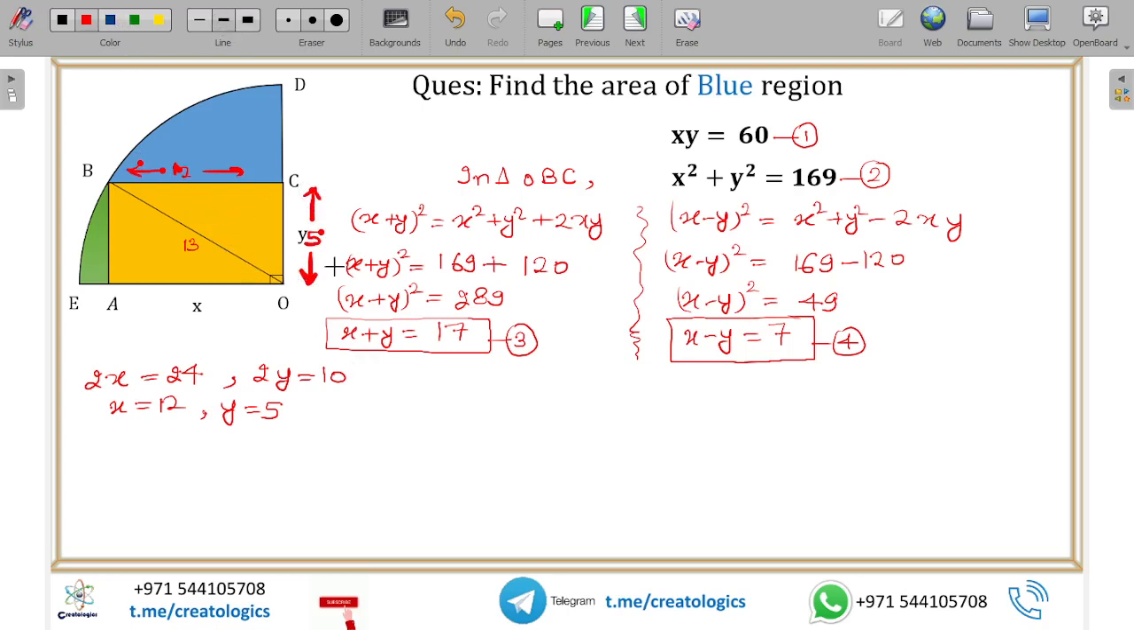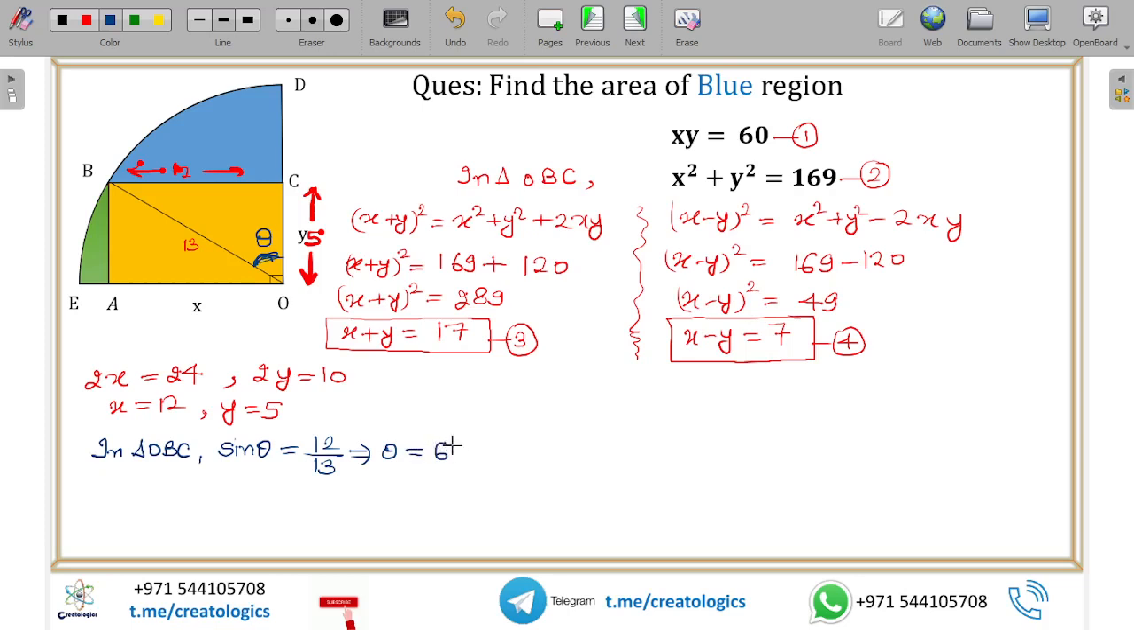What I need now is the area of the complete sector, where first I need to calculate this angle. Let's say this angle is theta. In the triangle OBC, I will use sine theta. Sine theta is equal to perpendicular upon hypotenuse, that is, the side opposite to it upon hypotenuse. So that gives 12 over 13. So I can use the scientific calculator to approximate the value of angle theta.